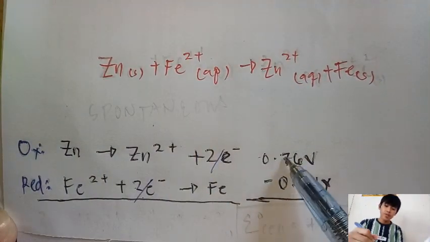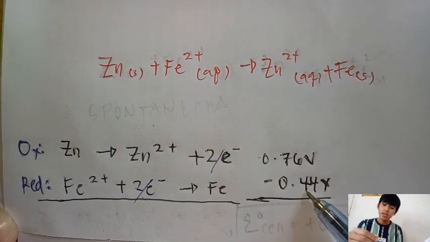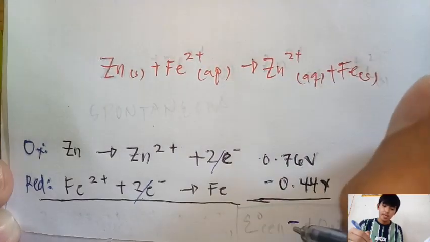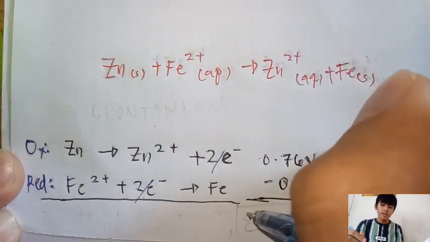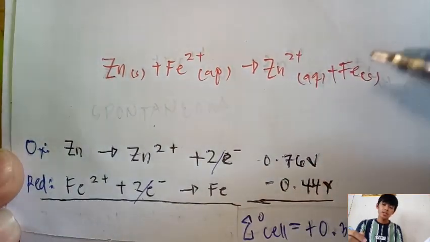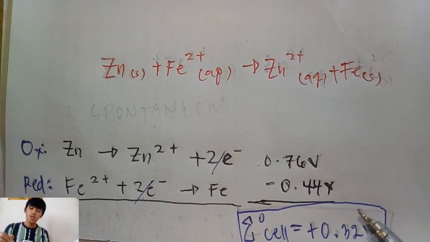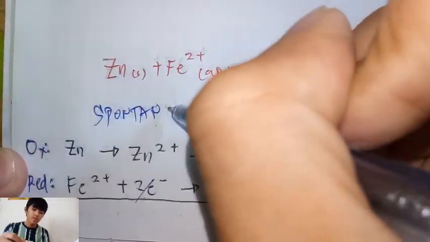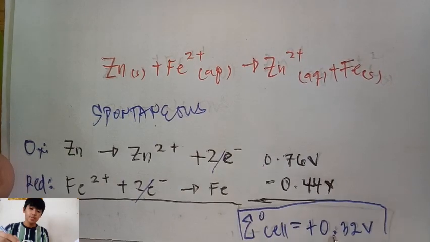To calculate the cell potential of this overall net reaction, we just have to add these two values here, and positive 0.76 volts plus negative 0.44 volts is equal to a positive 0.32 volts. So this is the cell potential for this overall net reaction. And we know that in a galvanic cell the cell potential has to be positive, so whenever we have a positive cell potential, we have a spontaneous reaction. So this is a spontaneous reaction because we have a positive cell potential.